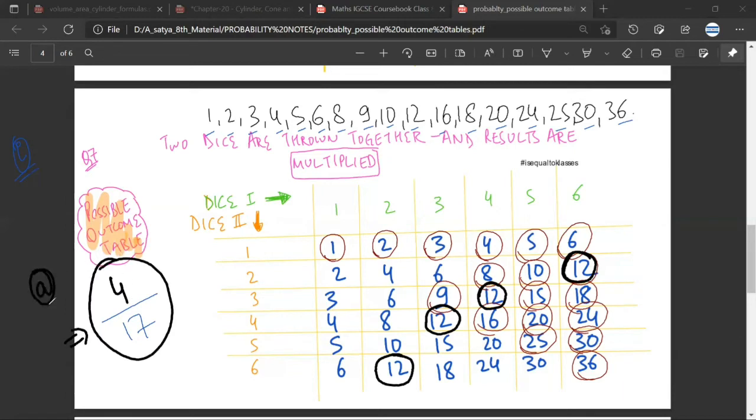Any doubt? No doubt. B, not 12. If it is not 12, it would be 1 minus 4 by 17, which would be 13 by 17.